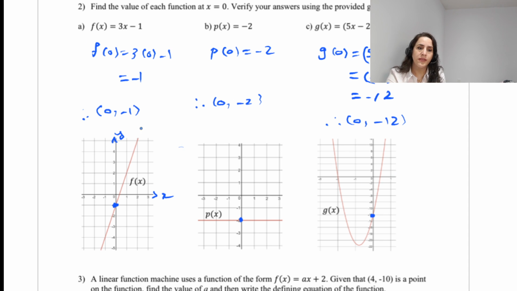Here 3x minus 1 is this red line. p of x equal to negative 2 is a constant horizontal line. And here is a quadratic equation. 2 over 5 and negative 2 are your x-intercepts, and it's a parabola opening upward.